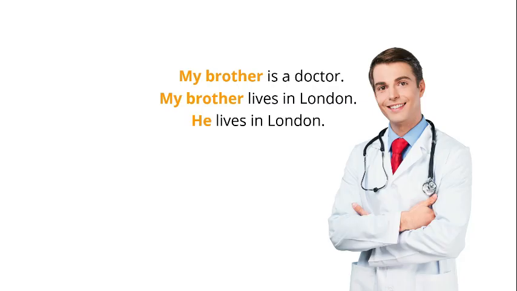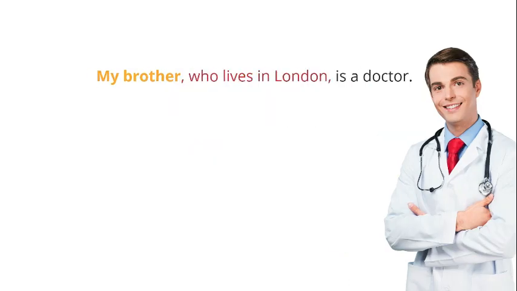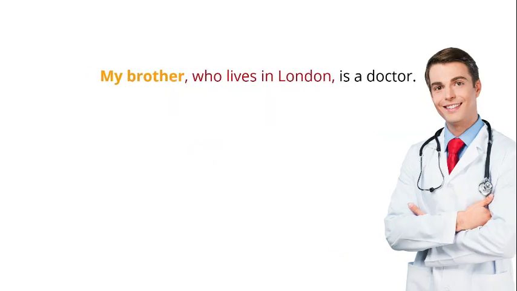Now to make a relative clause we need a relative pronoun. The relative pronoun when we're talking about people is who. So from he we get the relative pronoun who. So with this information I can make a sentence like this. My brother, who lives in London, is a doctor.